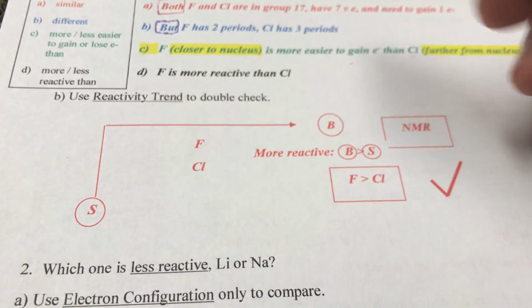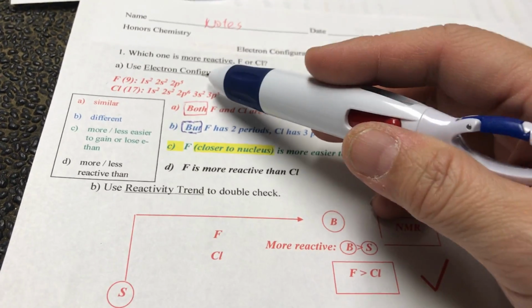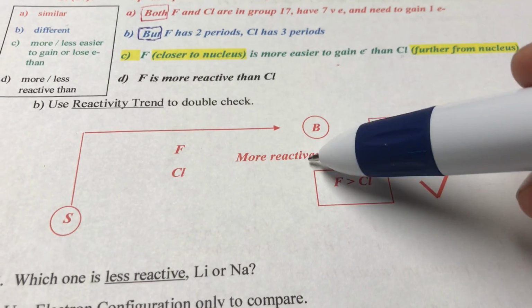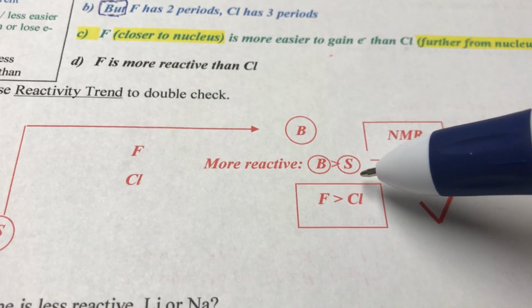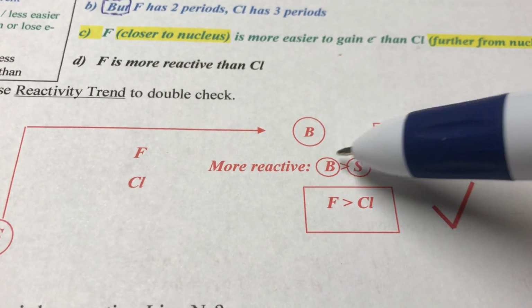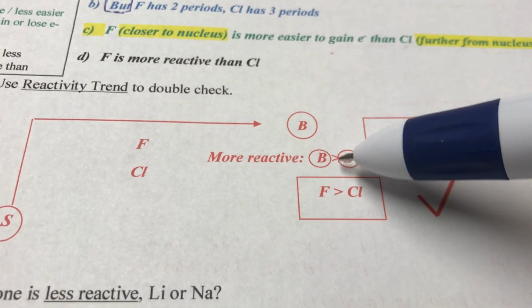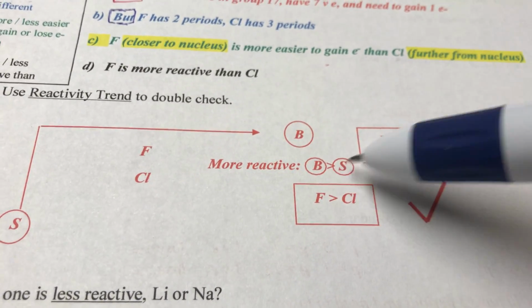F is on top of Cl. Now, we write down more reactive. Since we write down with more reactive, we want to start with big to small. More meaning big. With the symbol, big mouth always facing to the big. So more reactive meaning from big to small.